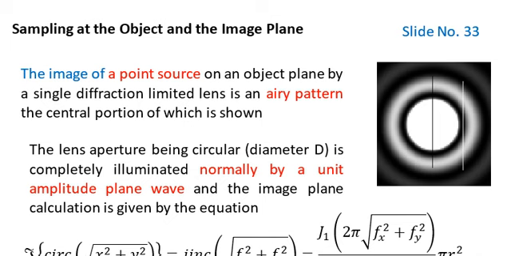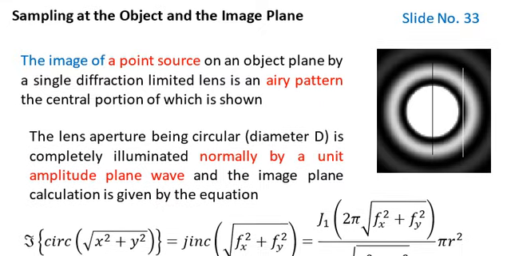So there is a point source which is imaged by the lens, and the Airy pattern is generated. This Airy pattern can also be generated if the lens is illuminated with a plane wave which is normally incident on the lens. So let's see, the lens aperture being circular, diameter d, is completely illuminated normally by a unit amplitude plane wave. The image plane calculation is given by.